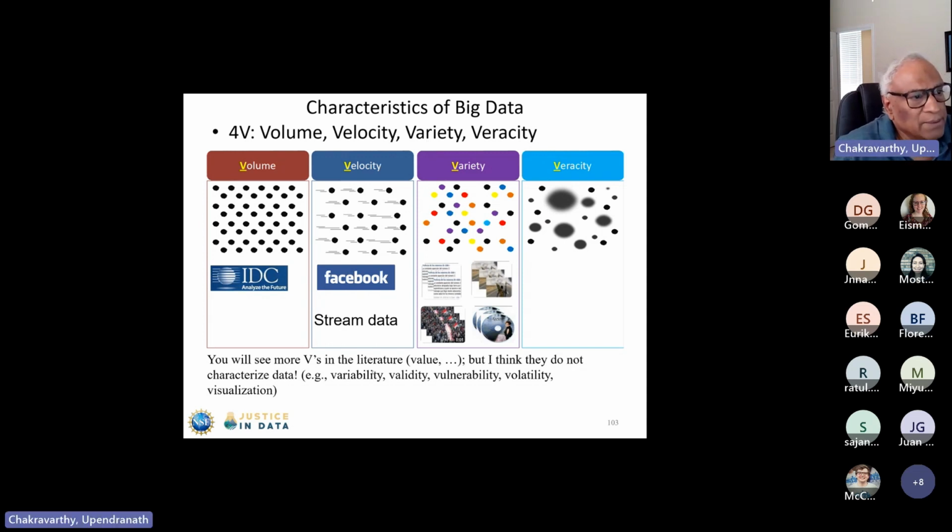So this is important to understand what differentiates what we today call big data from other kinds of data. We are good at processing these things individually. What we are not good at is processing them together. In the literature, there are so many other V's that people have tried to add to this. At least any word starting with a V, they have tried to add, like variability. But I think they do not characterize big data.